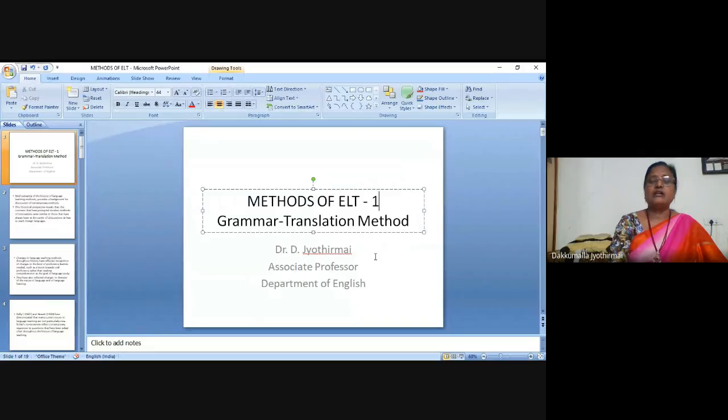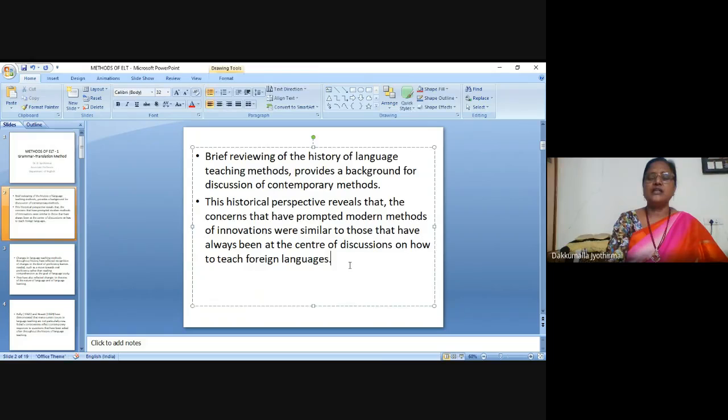So today, in the methods of ELT, as we have realized in the previous lecture, there are many methods and approaches to English language teaching. And as part of your study in the first unit, you have some methods and approaches that are prescribed for your study. So today, I just want to focus on the grammar translation method. Before going into the method, let us see how and why these methods have evolved.